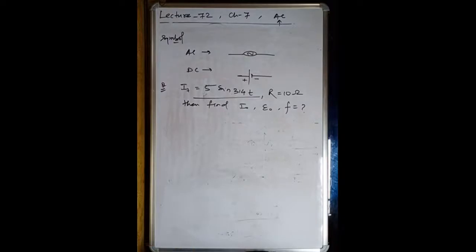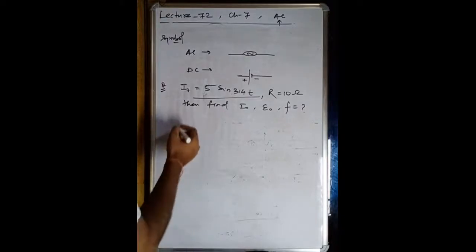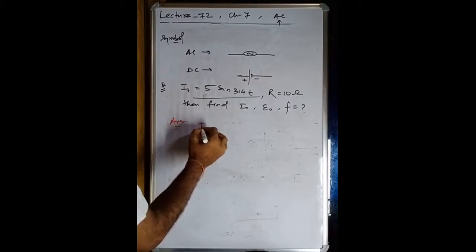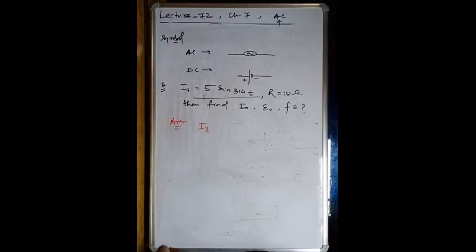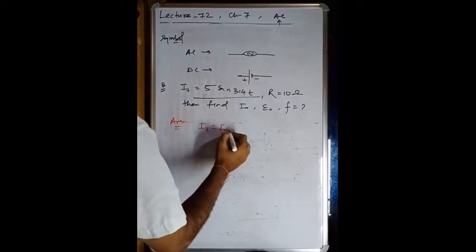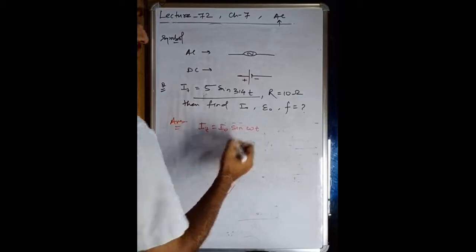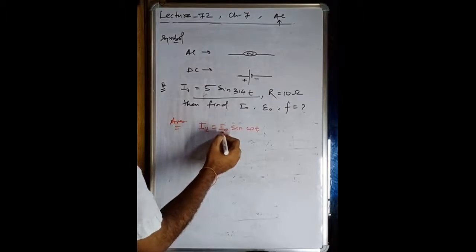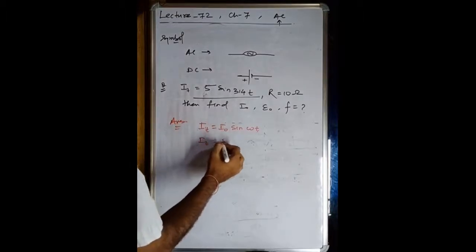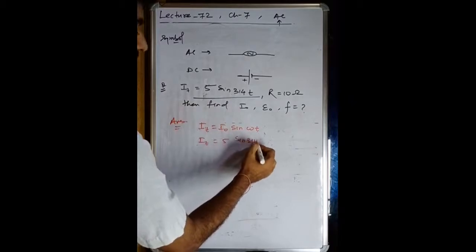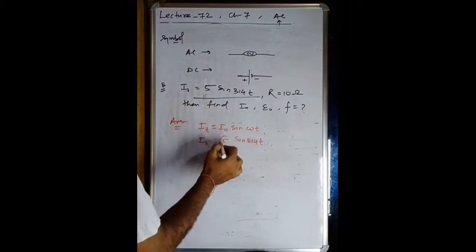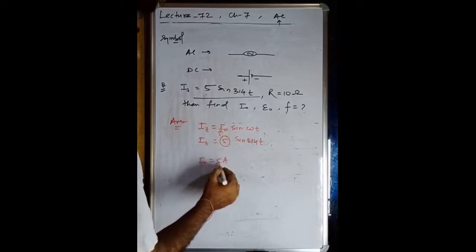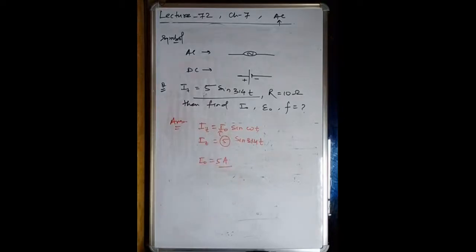Okay, now let me solve, my dear students. We'll compare this equation with the instantaneous value of AC current, IT equals I naught sine omega t. Here you can see 5 sine 314 t. So this 5 is nothing but the I naught. So I naught will be 5 ampere. Directly we got the peak value of current, it is 5 ampere.